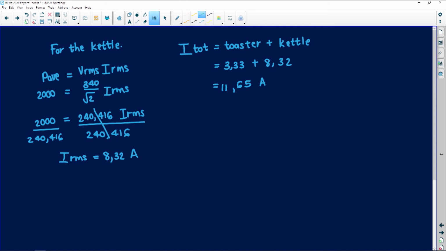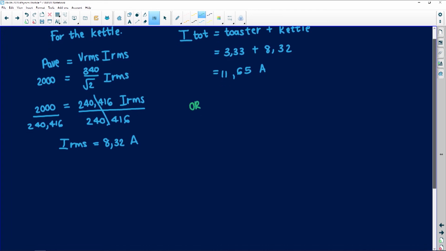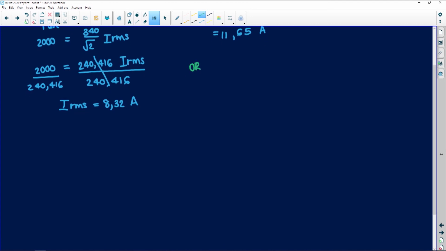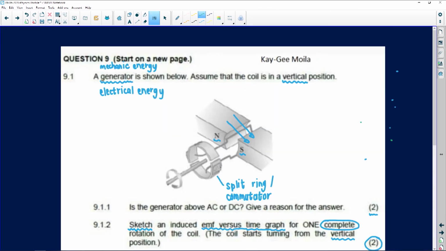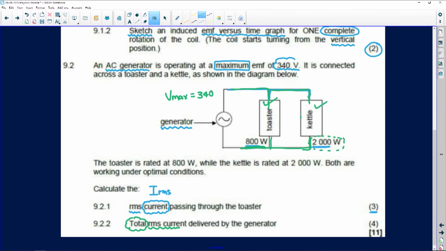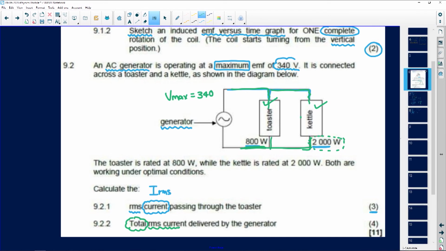So looking again at your formula sheet, there's actually another way we could have used to calculate it. We could have said the power average, the PAVE. If we know how much power this generator is getting, we can then find the current that is required for that power to be distributed. So now let's try it that way.